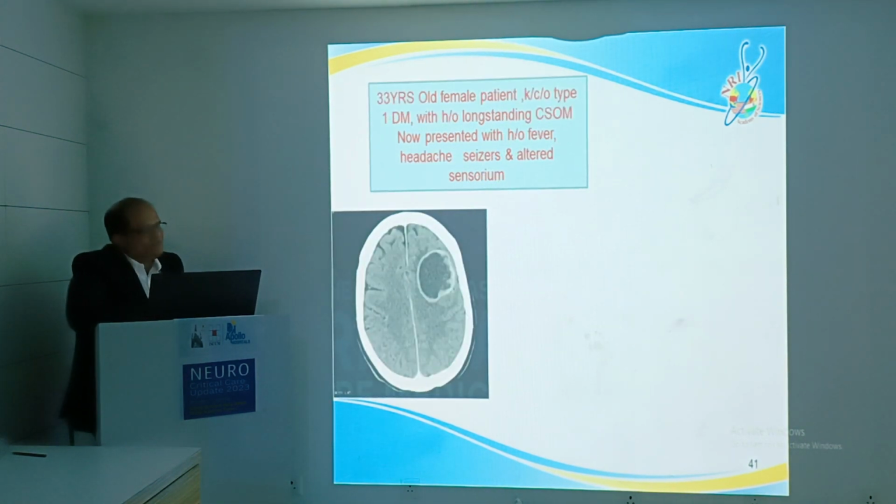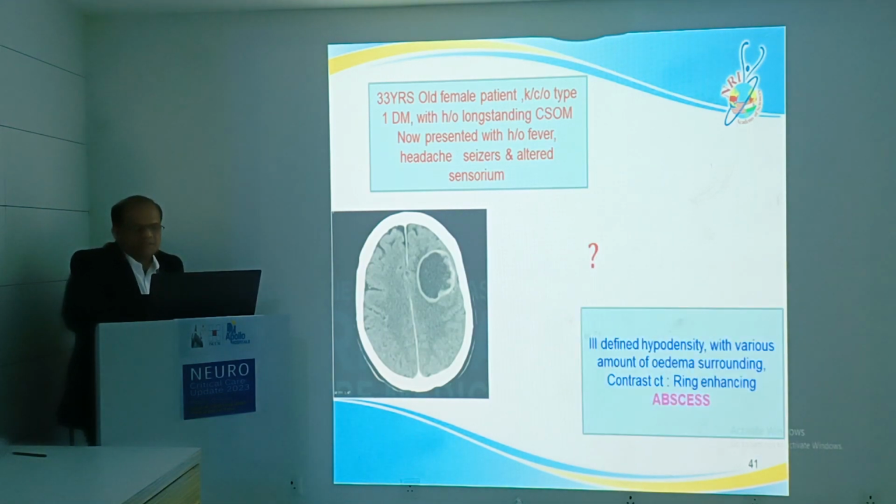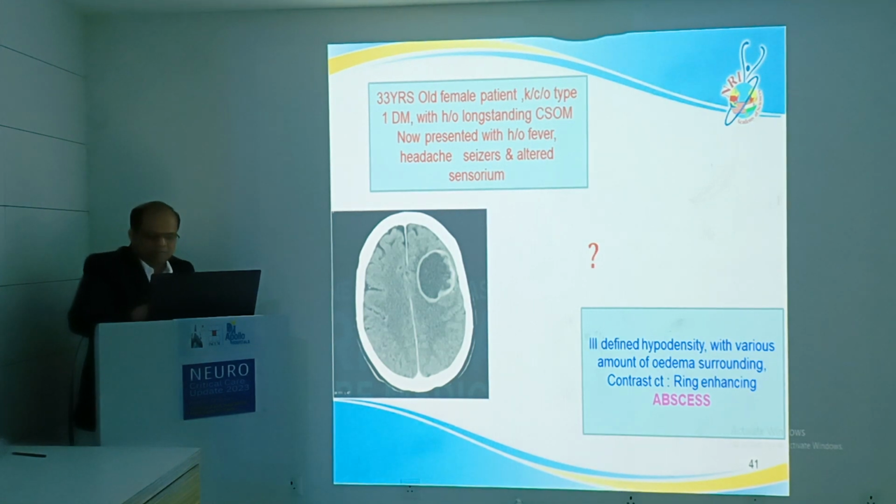Here is the other film, a 33 years old female patient, a known case of type 1 diabetes with a history of long standing CSOM, now presented with fever, headache, seizures and altered sensorium. So what are the possibilities? Here is an ill-defined hyperdense lesion with varying amounts of edema surrounding. And in a contrast CT, it is showing as ring enhancing. So more in favor of abscess.